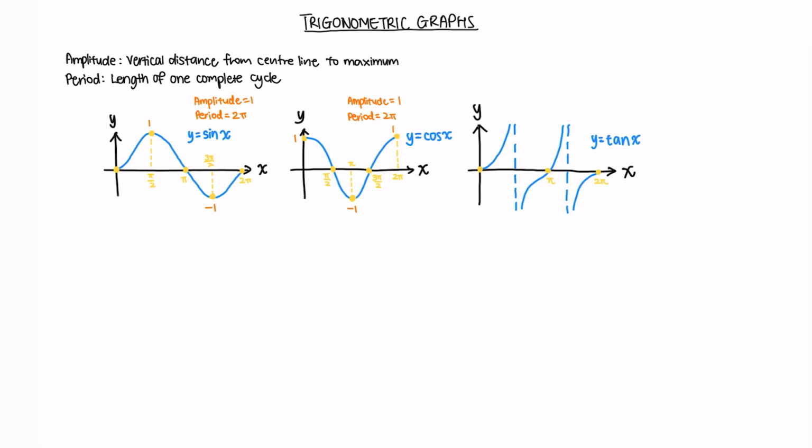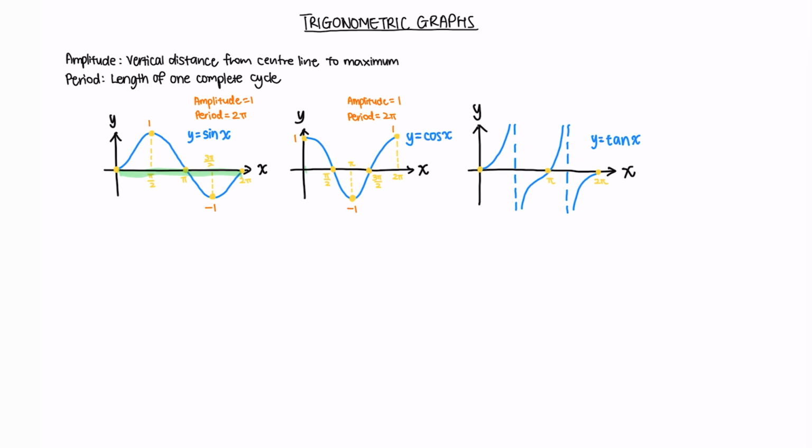The next definition we need to know is the period. I'm going to highlight this in green again. It's the length of one complete cycle. So remember when I drew the graph of sine x infinitely with so many cycles, the period is only concerned with the length of one of these cycles. So this cycle over here has a length of 2 pi, and hence your period is 2 pi.